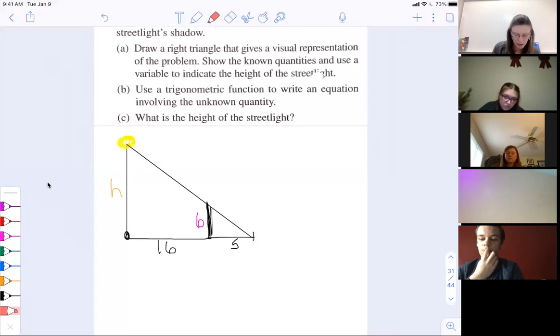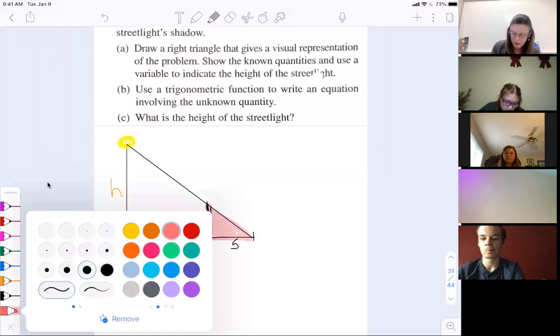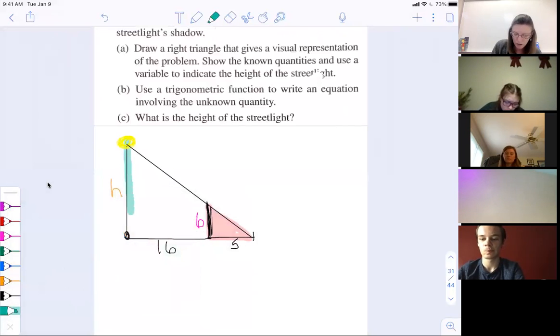If you look at this diagram, there are actually 2 triangles in this diagram. There's the triangle down here at the base, a tiny little triangle. It's kind of like a secondary triangle that's made. And then there's the triangle of the whole thing, the streetlight to the tip and that entire base.